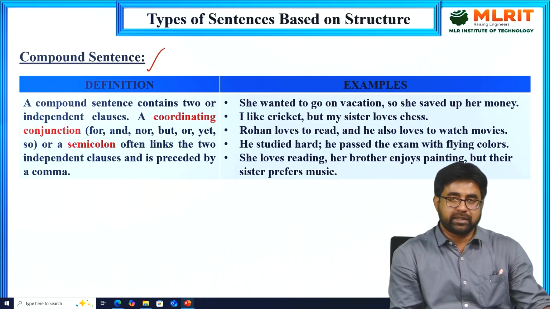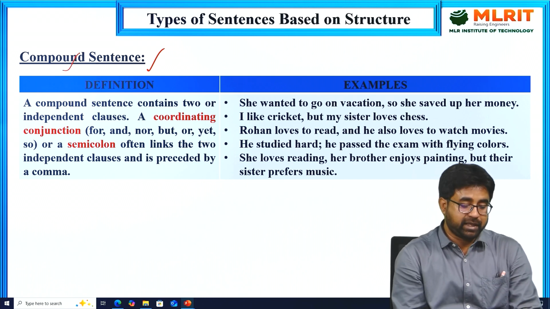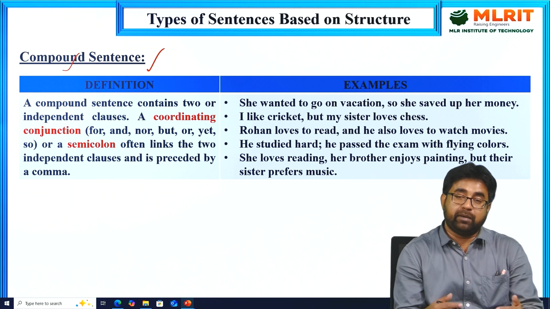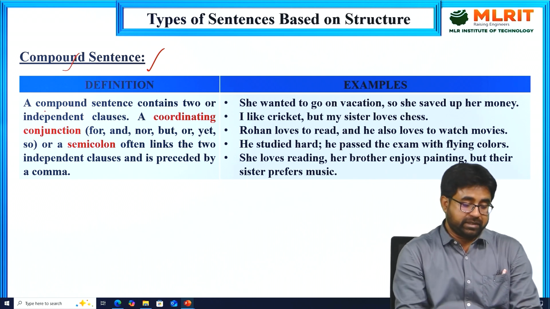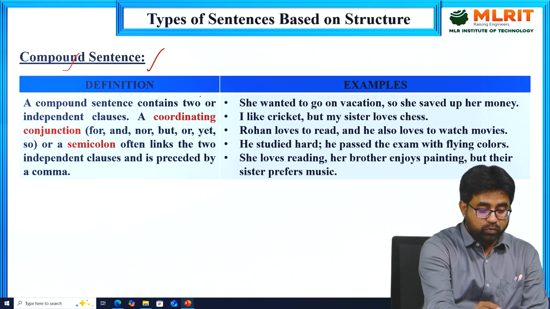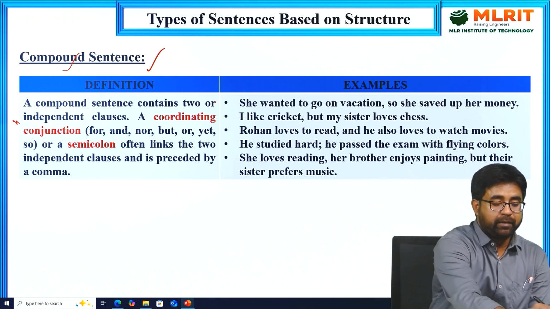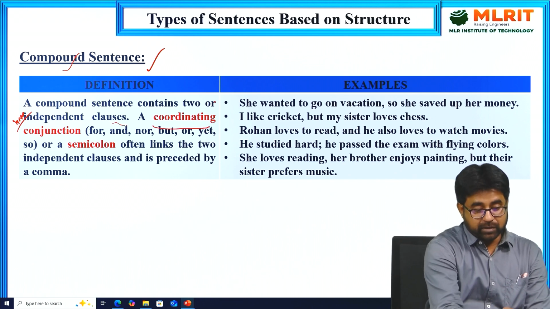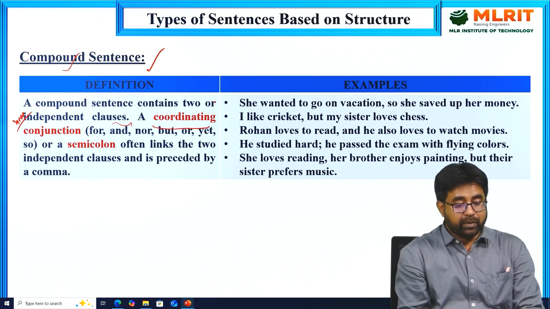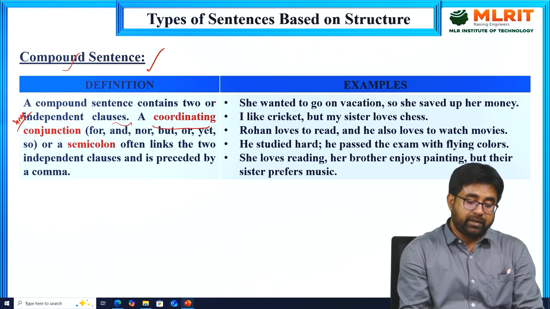So what is a compound sentence? You might have heard this particular term compound in mathematics, right? Compound means something added up. When we add up certain things, they become compound. Now see the definition of a compound sentence. A compound sentence contains two or more independent clauses. So a compound sentence will contain two independent clauses. Sometimes it can be more than two also, right?